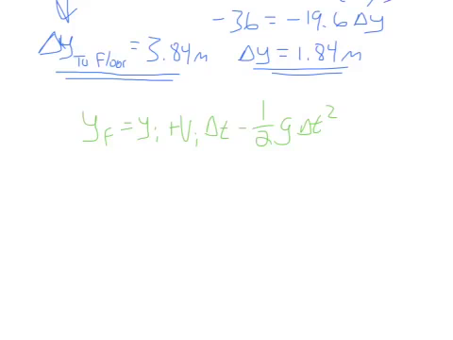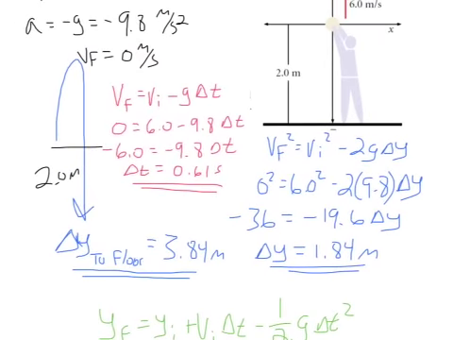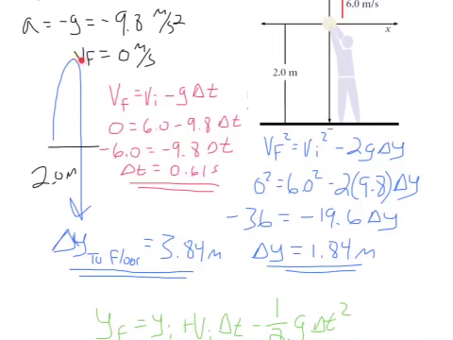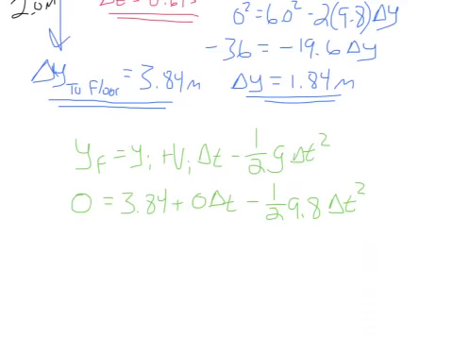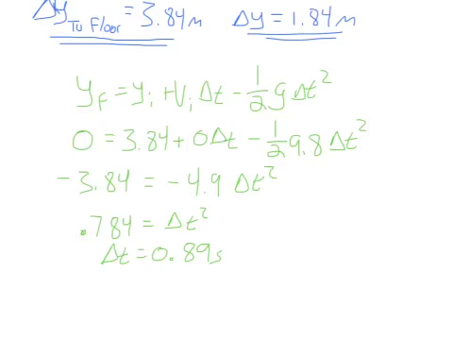So it looks like this, where we've got our 3.84 for our initial height, 0 for the floor, so our final position is 0. Initial velocity is 0 because we're acting as though we are dropping this ball from this point up here. And then, of course, 9.8 for our acceleration. So when we go to solve this, we end up with 0.89 seconds.